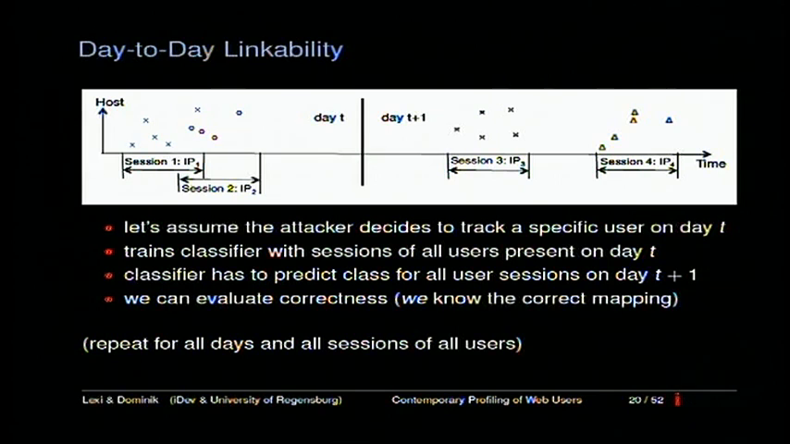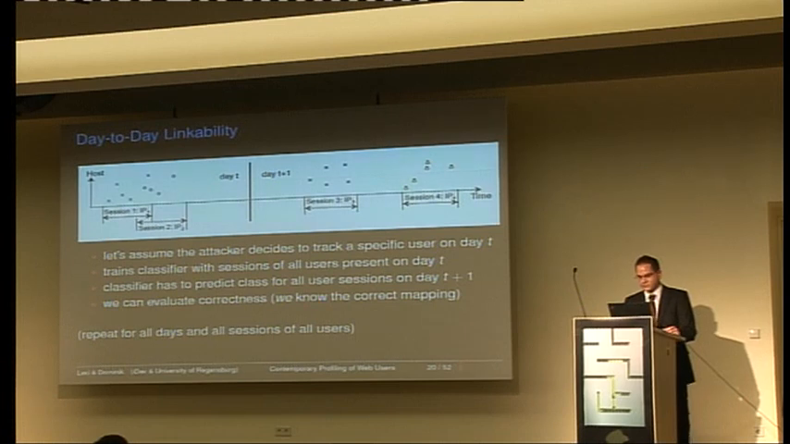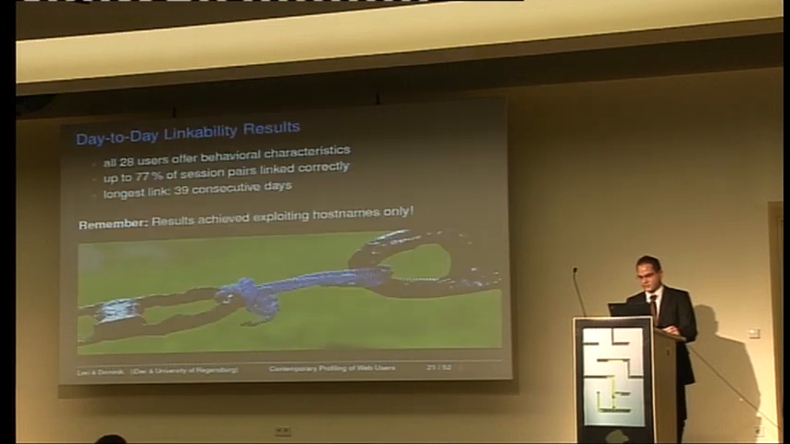And now he asks the classifier to predict what the mapping between sessions in day T and sessions in day T plus one is. And we, as researchers, can actually evaluate this because we know the true mapping, at least we know the true pseudonyms of the users, although we don't know their identities. And repeat for all days and sessions. The results are rather intimidating.